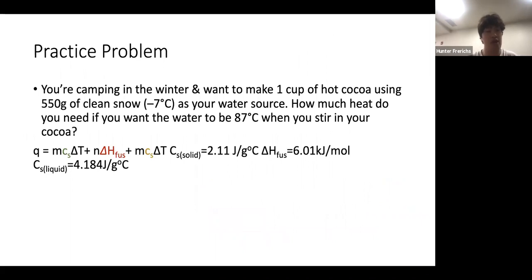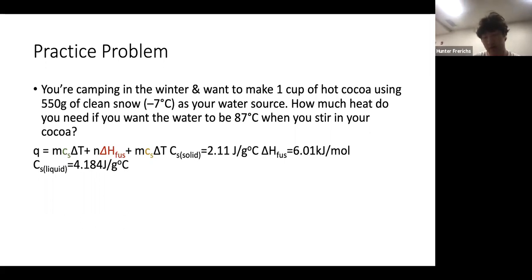Okay, so we have a practice problem that I'm going to share with you. It says you're camping in the winter and want to make 1 cup of hot cocoa using 550 grams of clean snow, which is at -7 degrees Celsius, for your water source. How much heat do you need if you want the water to be 87 degrees Celsius when you stir in your cocoa?